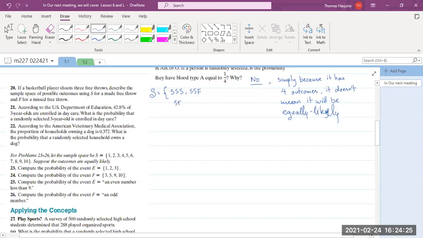or one fails in the middle, or success, fail, fail, or fail, success, success, fail, success, fail, fail, fail, success, fail, fail, fail. These are all 8 possible outcomes.